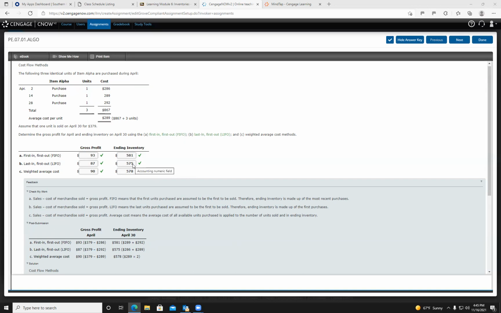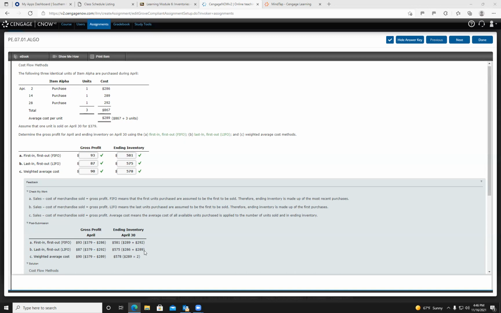Now, weighted average is different, okay? It takes the average cost of all available units purchased and applies it to the number of units sold and in the ending inventory. So in this situation, they've kind of done the math for us right here. You take all of the units' costs and add them up, which totals $867. Then you take the total cost of the units and divide it by the total number of units. So you would take 867 and divide it by 3. You see right here, they did that, 867 divided by 3. So the average cost per unit is $289.